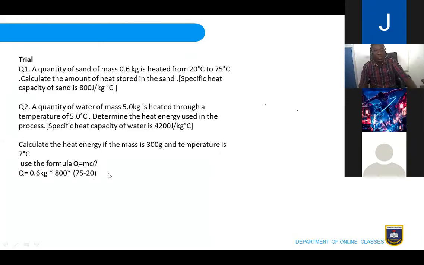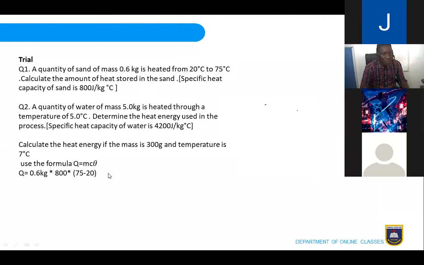You are going to use a similar approach for the second one also. But for the second one, they've just given you one temperature, so you use the 5 just like that. You are not going to subtract it from anything again. So it's going to be 5 times 5 times 4,200. Then you get your answer.